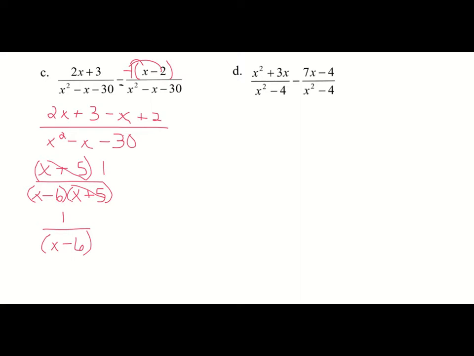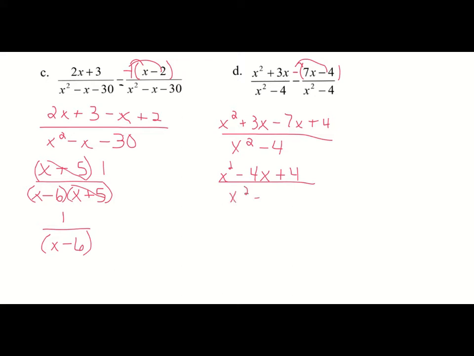All right, let's look at D. We have a common denominator of x squared minus 4, so I'm going to write that denominator, x squared minus 4, not x minus 4. I do have to distribute that negative sign there. So on the top right now, I have x squared plus 3x minus 7x, and then two negatives will make that plus a positive 4. So that is going to give me x squared minus 4x plus 4 on the top over x squared minus 4.